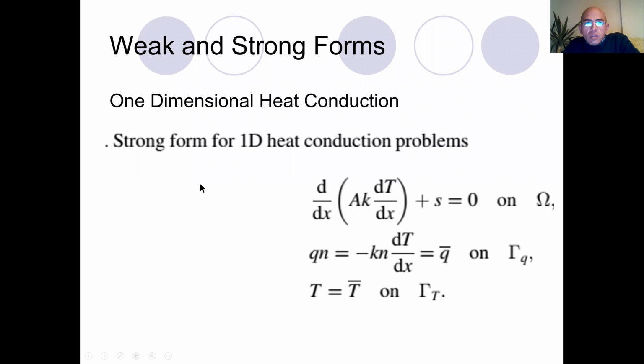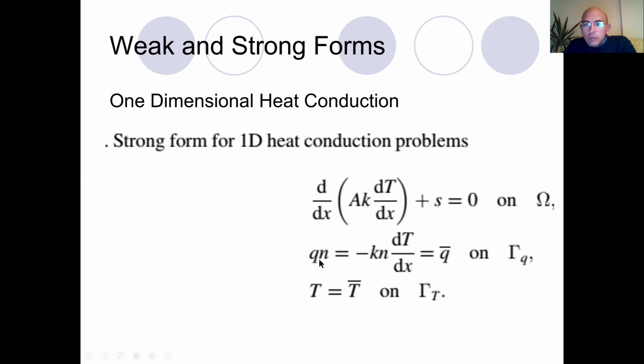Now, let's look at the heat conduction problem. So, similar to the stress analysis problem, we use the Fourier heat transfer law. Here, k is the conduction coefficient, A is the cross-sectional area, and s is the source term. So again, we have the domain, and this differential equation is valid in the domain omega.